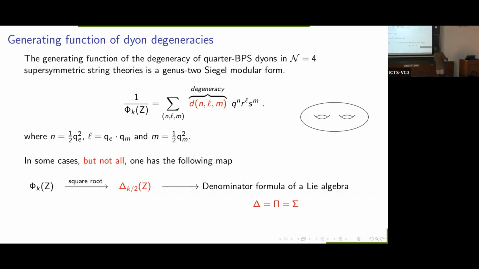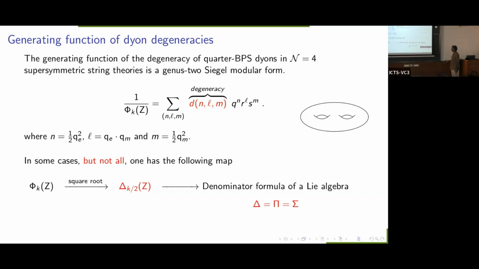Sometimes if you take a square root, you can always take a square root, but what you want is to get objects which have integral Fourier expansions, integral coefficients. And so in some situations, the square root works, and you get a new Siegel modular form of half the weight. And there is a very interesting connection with the denominator formula of some Lie algebra.